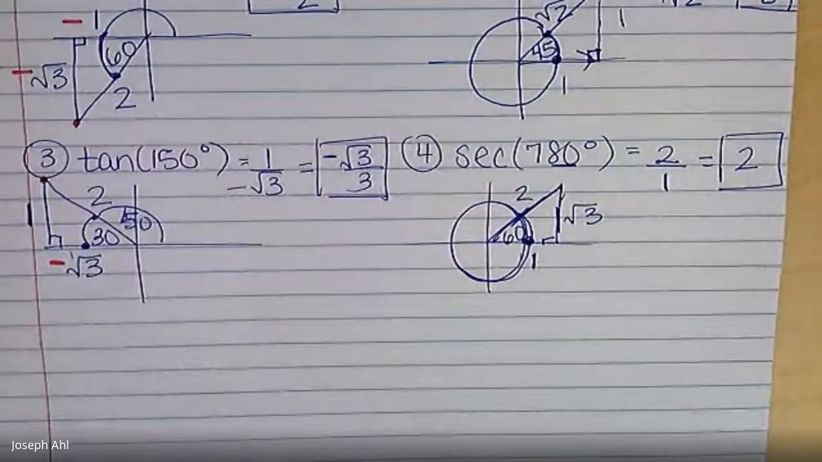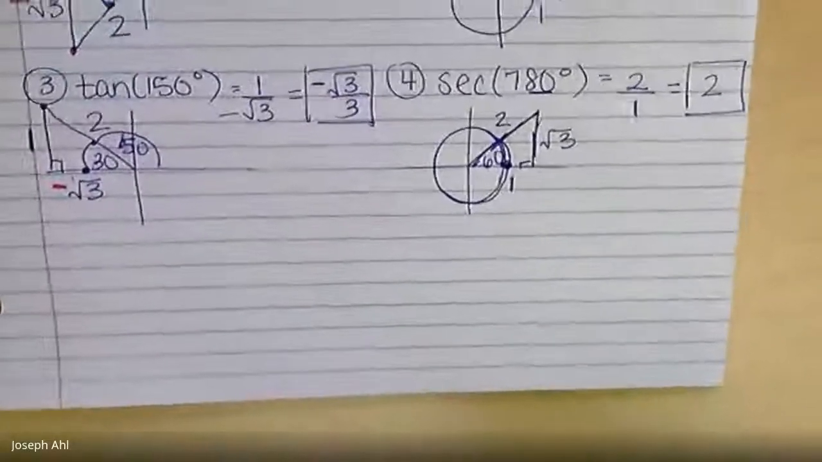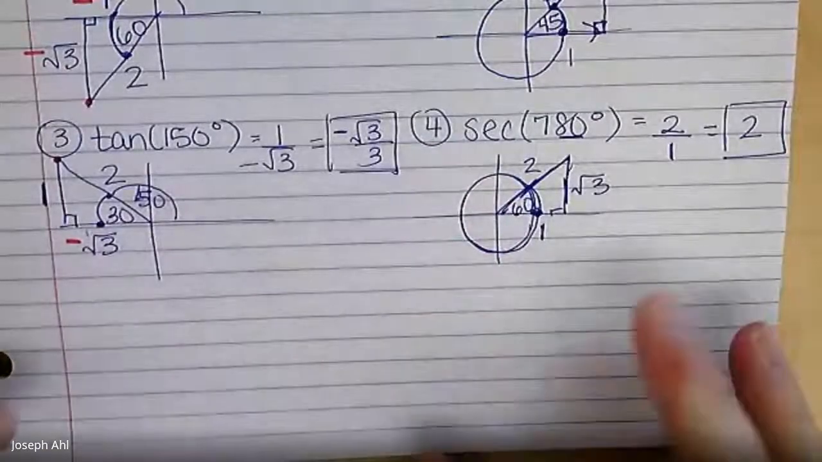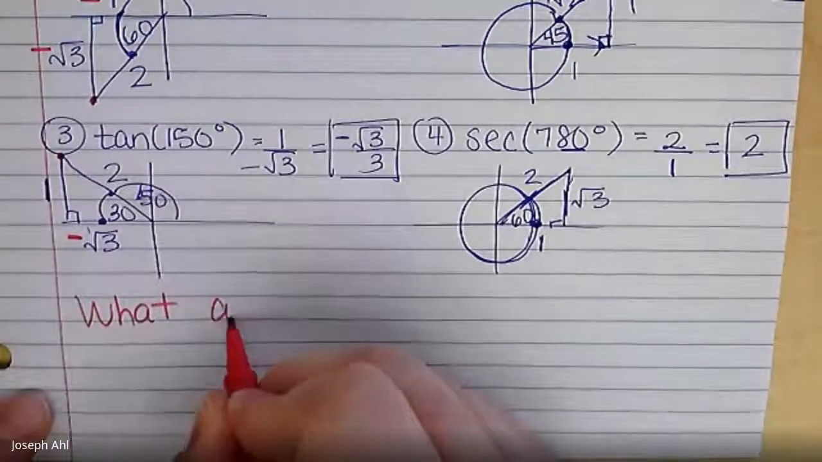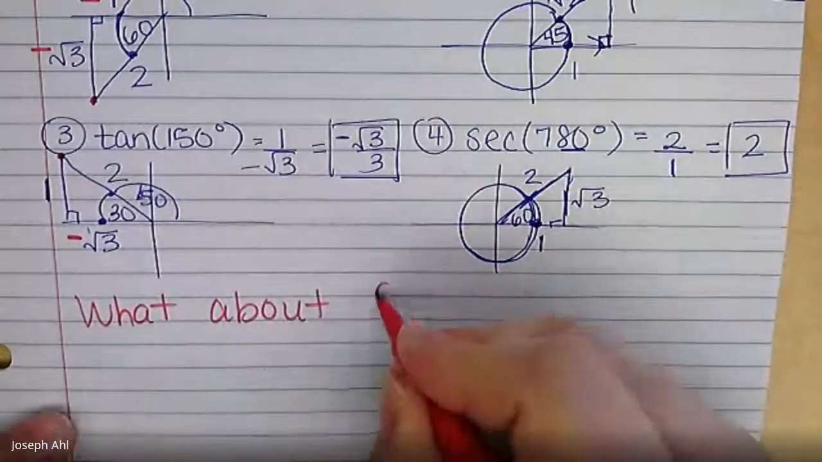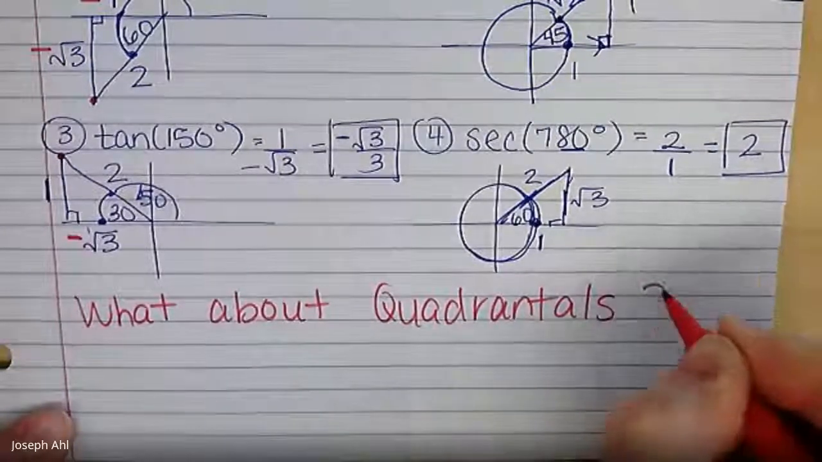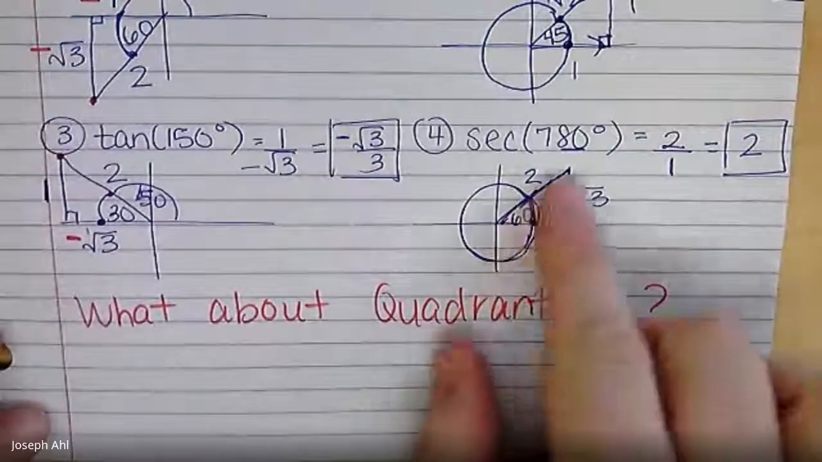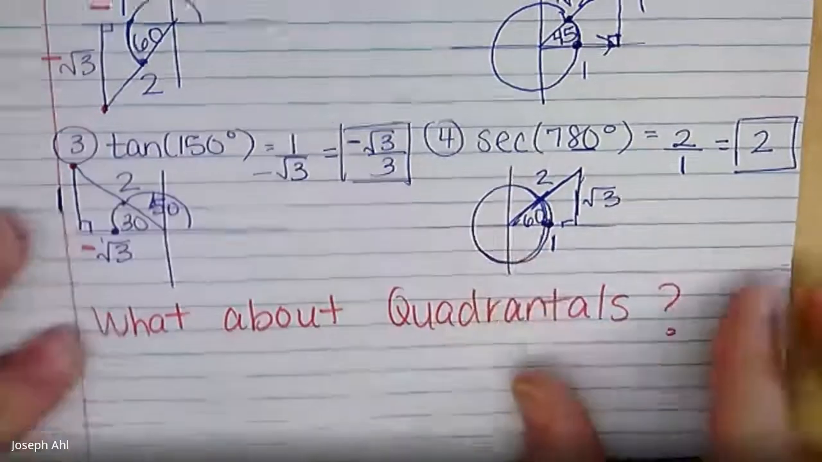But then what if I was trying to evaluate something and it fell right on the borderline? When it falls right on the borderline, it's called a quadrantal angle. So what about what we call the quadrantals? We need a new process. We can't draw triangles if the angle that I'm looking for is 90, 180, 270, something of that form.